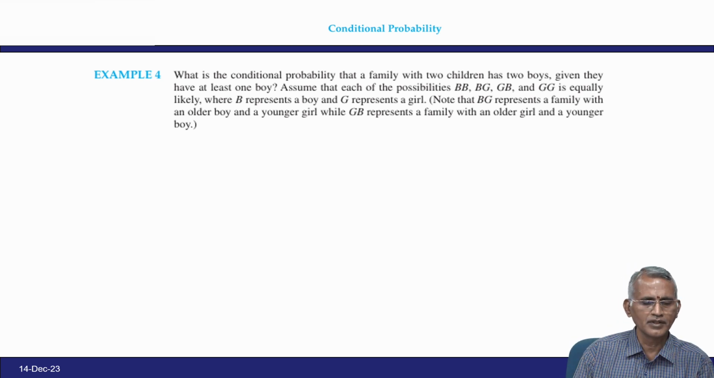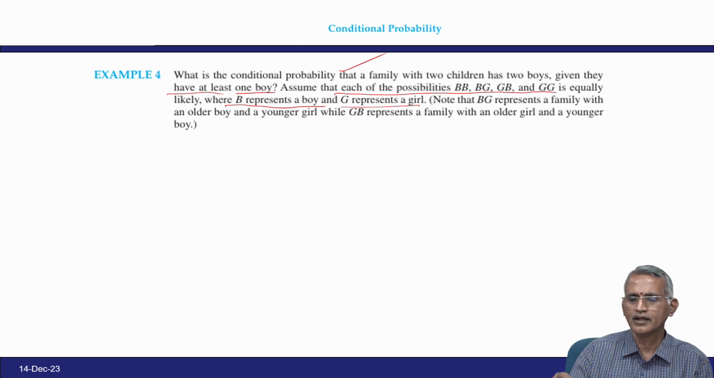Next, we will go to the example. What is the conditional probability that a family of 2 children has 2 boys, given they have at least 1 boy? Assume that each of the possibilities BB, BG, GB and GG is equally likely, where B represents boy and G represents girl. Note that BG represents a family with an older boy and a younger girl, while GB represents a family with an older girl and a younger boy.